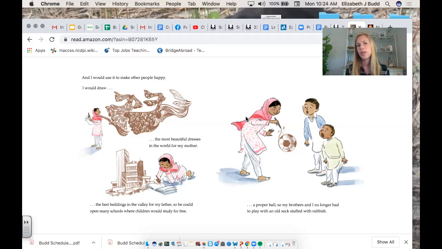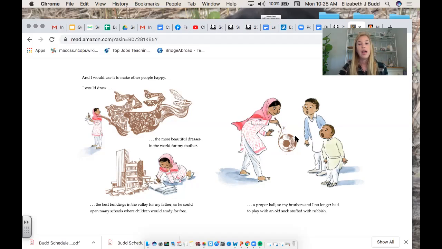I see another word that we might not be familiar with. Let's use some fix-up strategies to figure it out. The word is rubbish. Do you guys know what rubbish means? If you're not familiar with that word, let's look at the pictures.